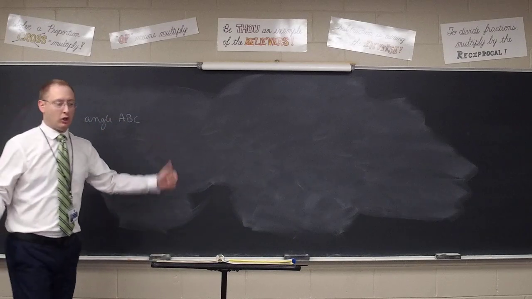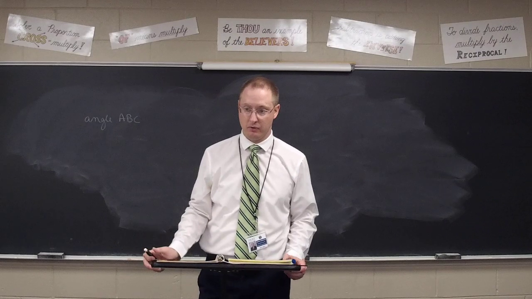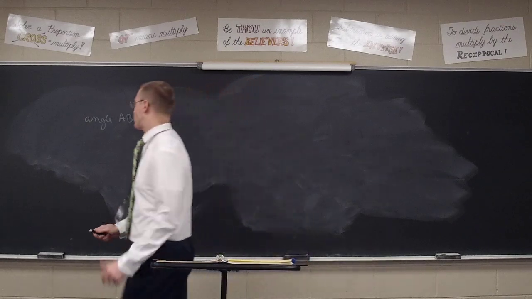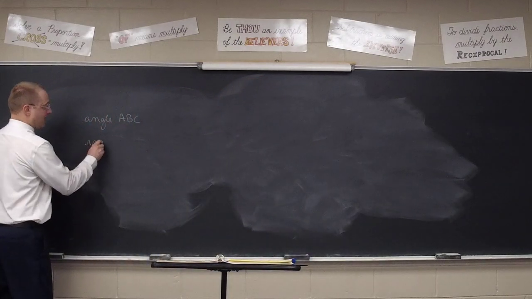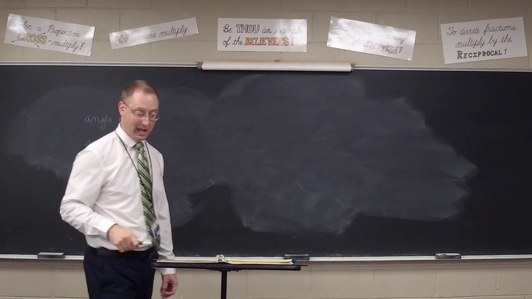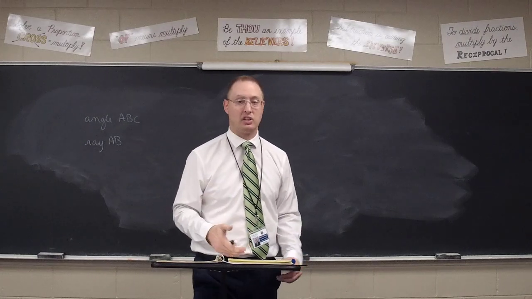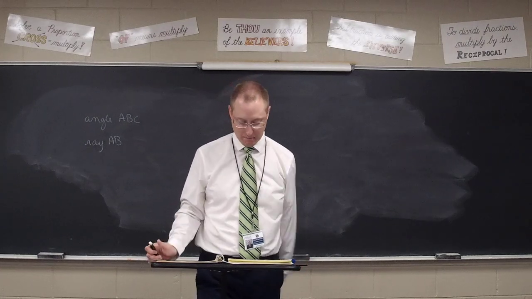Seem easy enough? Look at number 2. What does that symbol mean, Corey? Ray. Specifically, which ray? AB. Ray AB. By the way, class, which is the end point or the origin point for the ray? A. Point A is where the ray begins, and it passes through some other point B.